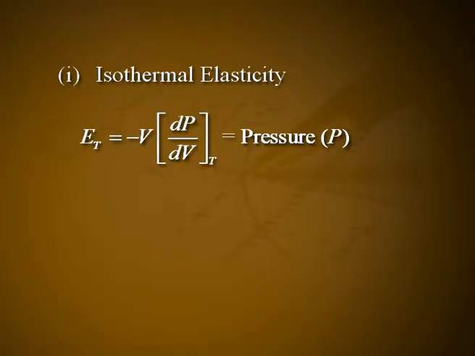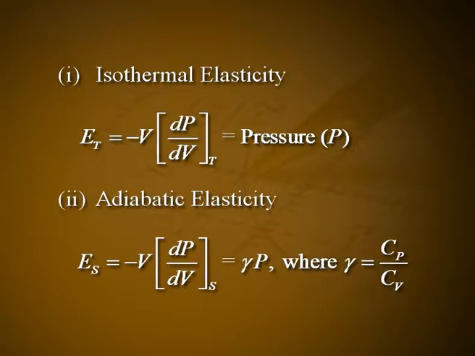Gases possess two types of volume elasticities. First one, isothermal elasticity. Et is equal to minus V into dP divided by dV at T, which is equal to pressure P. Second one, adiabatic elasticity. Es is equal to minus V into dP by dV at S, which is equal to gamma into P, where gamma is equal to Cp divided by Cv.